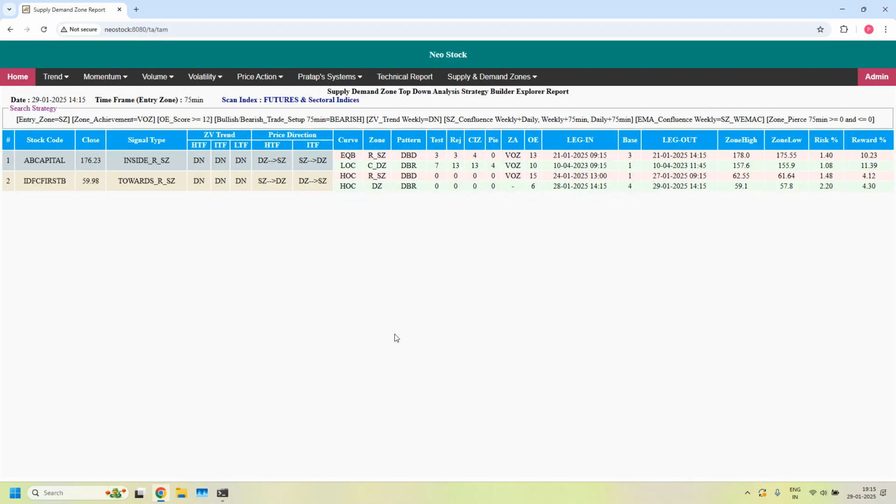So that means both these stocks are even more high priority supported 75 minute supply zones. Moreover, both these stocks are high liquidity zones. That is the reason why, see ABC Capital already tested 3 times.